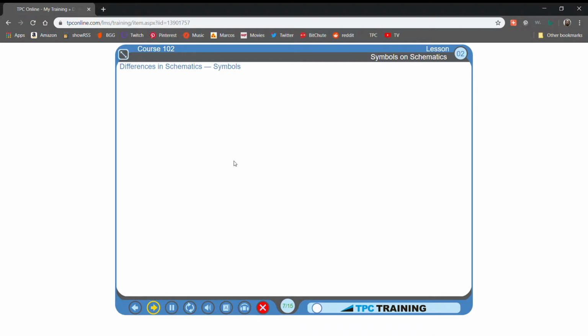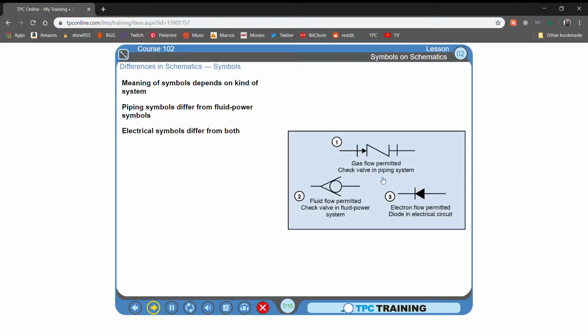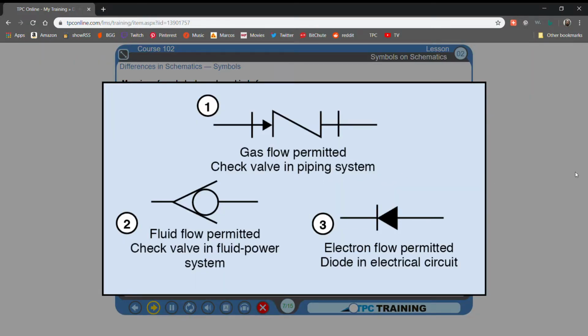Symbols. The meaning of certain symbols also depends on the kind of system the schematic shows. Most piping symbols differ from fluid power symbols, and electrical symbols differ from both. This chart shows 3 symbols that all mean the same thing in different kinds of systems. The first symbol represents a check valve in a piping system. The second is a check valve in a fluid power system. And the third is a diode in an electrical circuit.